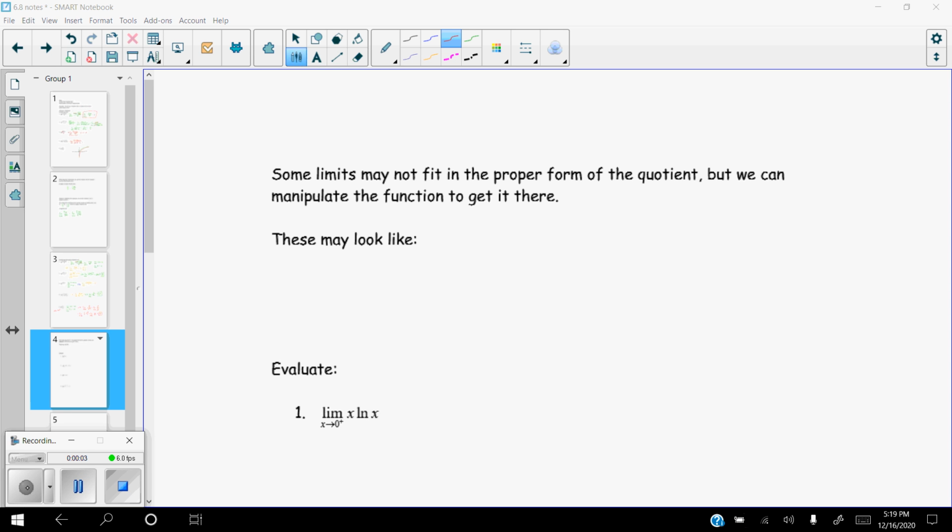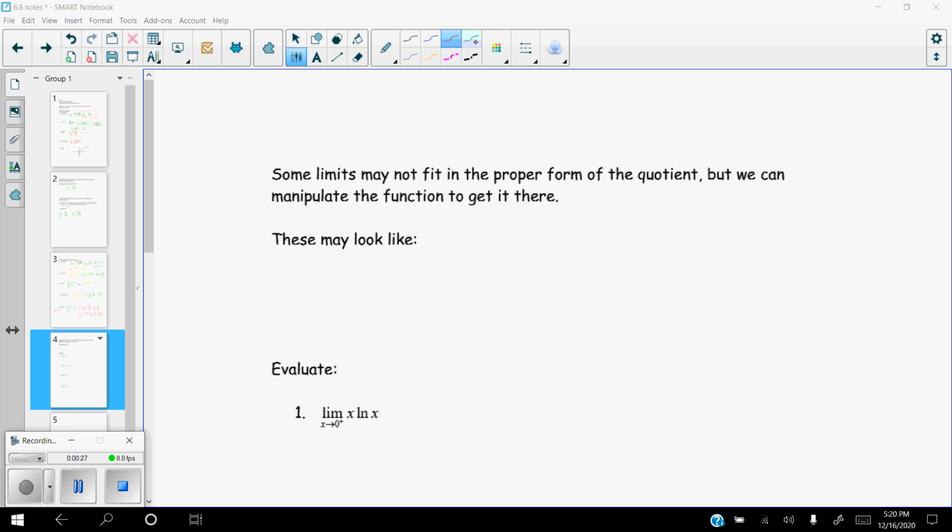All right, so this is section 6.8, L'Hopital's rule, video number 2. So we've learned how to do L'Hopital's rule if we have a form of some kind of a limit on the numerator of 0 divided by a limit of the denominator being 0, or some form of infinity over another infinity. But we might not exactly have that form right up front.